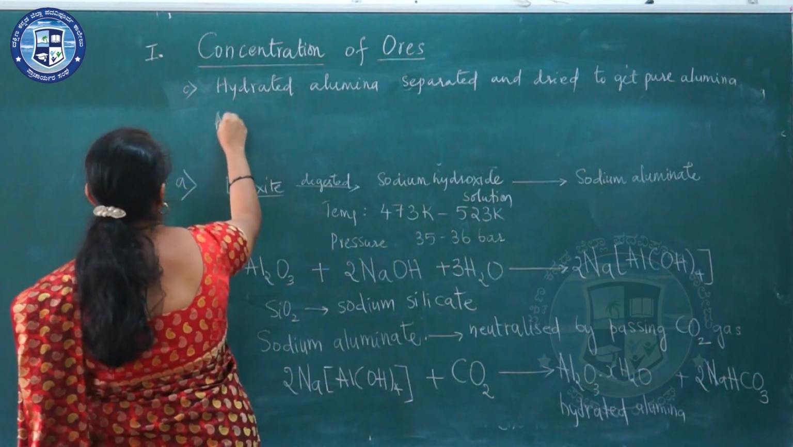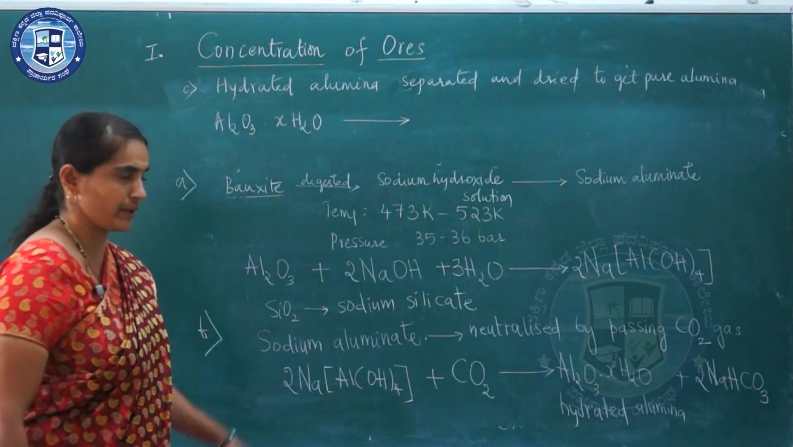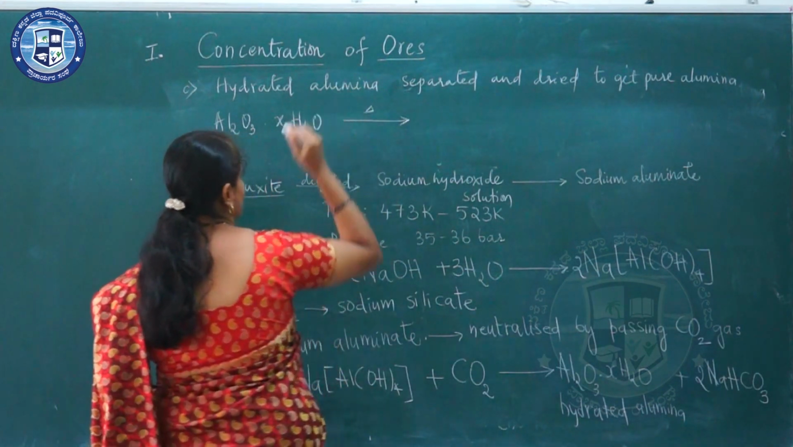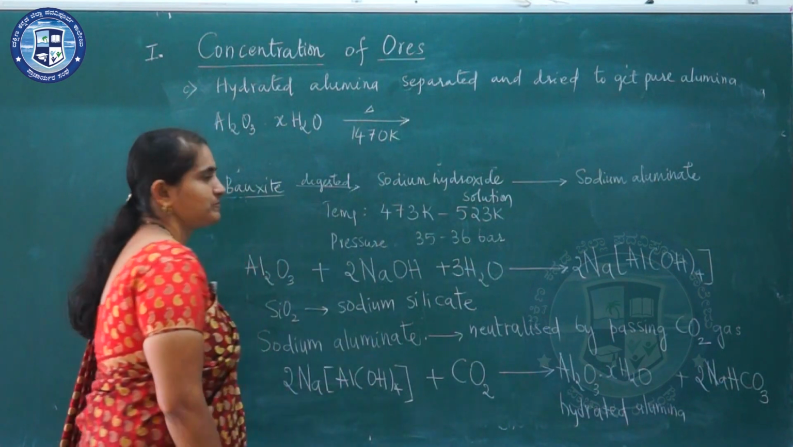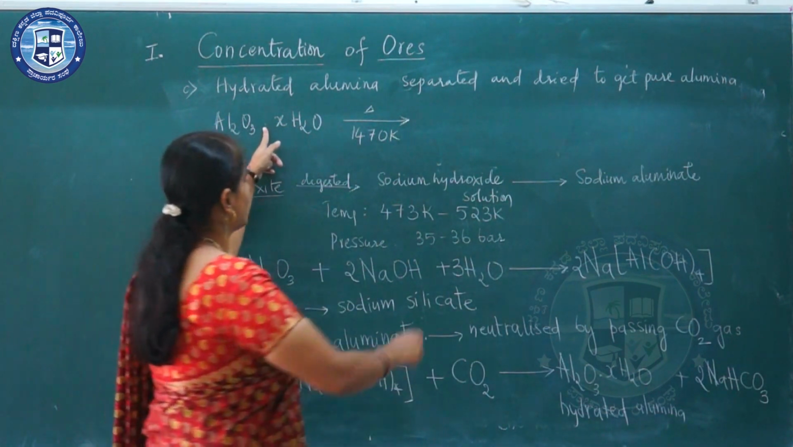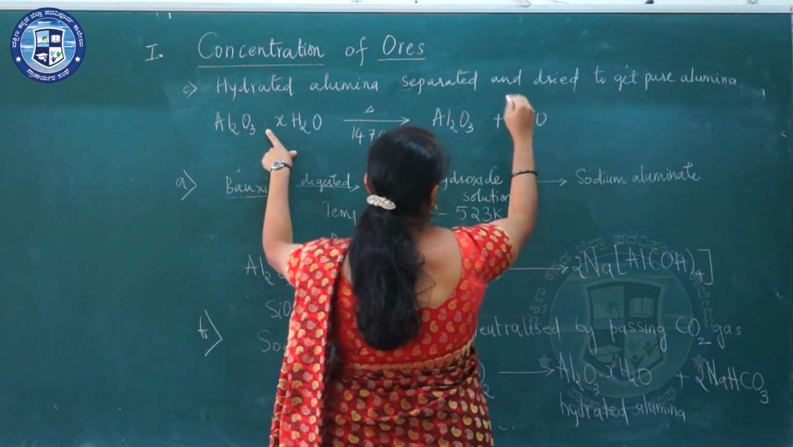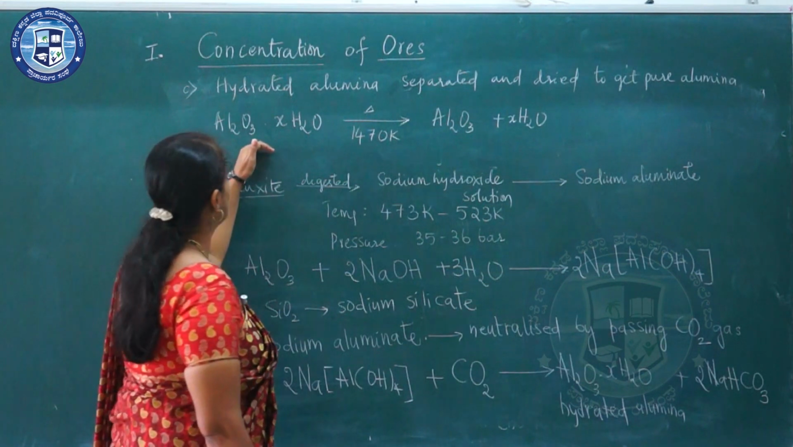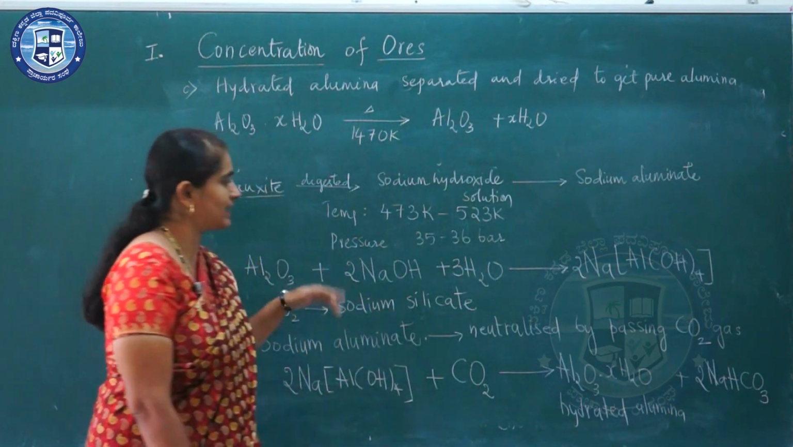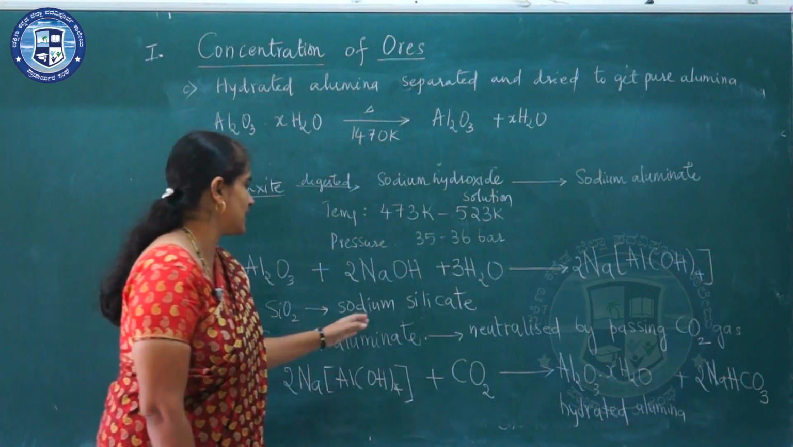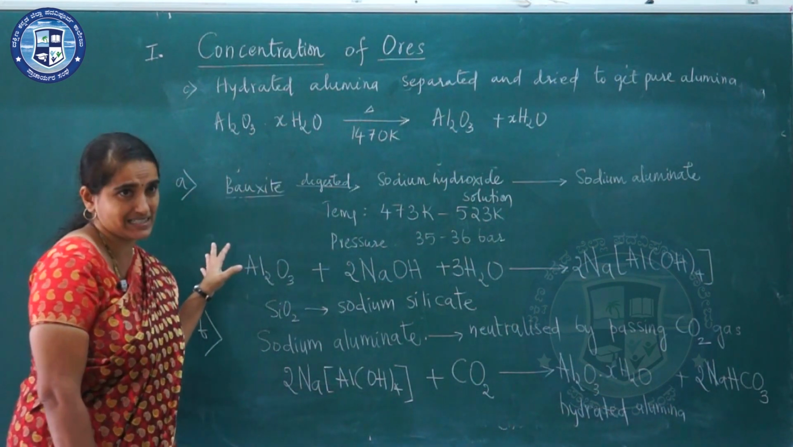You take that again, the same thing, Al2O3·xH2O. We are not treating anything here, no reagent comes into the picture, we are just heating, and the symbol of heat is delta. Heated at a higher temperature of 1470 Kelvin, what happens? You replace this dot by a plus sign, and I end up with Al2O3 plus x molecules of H2O. So this is how we separate all those impurities present in the bauxite ore. Sodium silicate remains in the solution itself, it will not be dried, and hence it can be easily removed. So this is how we concentrate bauxite ore, that is, leaching of bauxite.